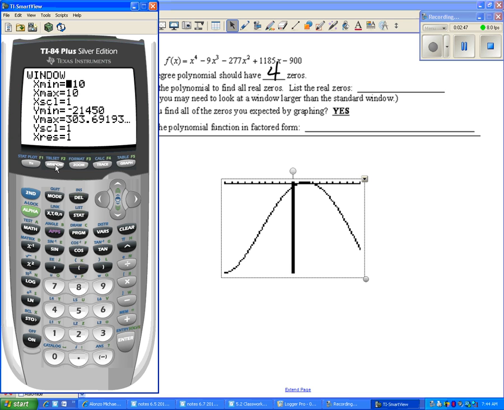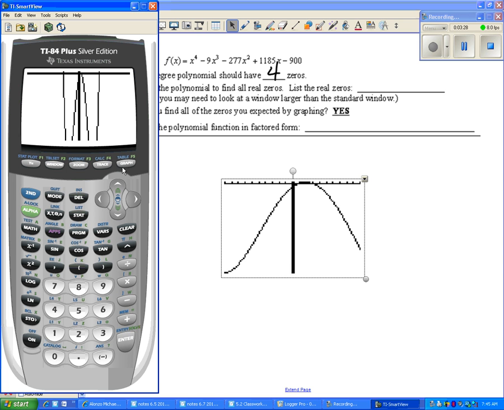Let's make my x minimum negative 50. My x maximum positive 50. Let's see what else my graph does. Aha! So I can see a lot more of what's going on here. This negative 21,000 is way, way too big. Let's go ahead and make that negative 15,000. 300, let's go ahead and make this 500. Maybe we can see things a little better.